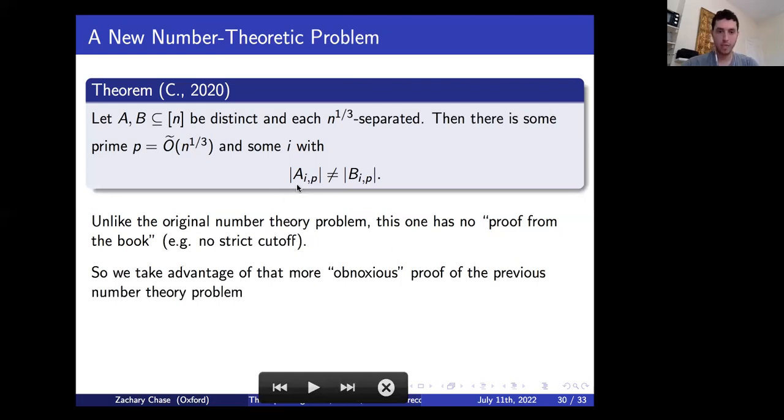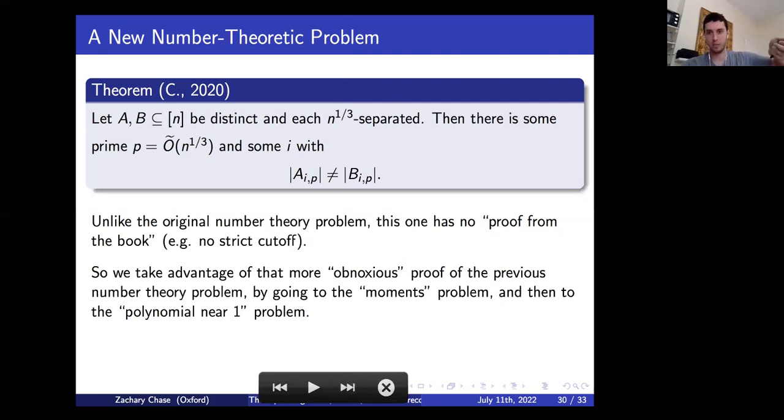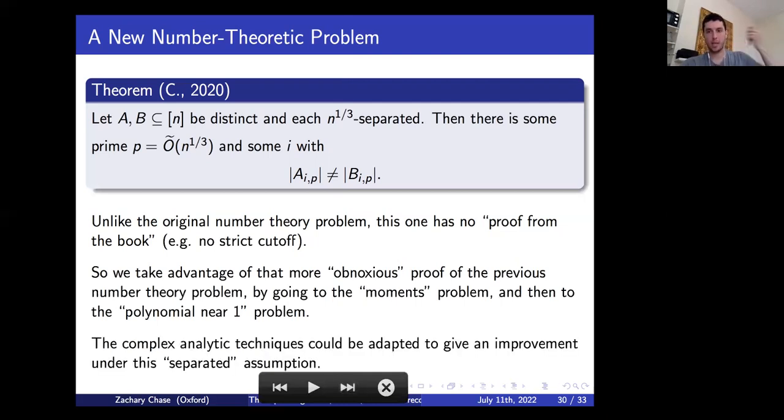The way that we prove this is we take advantage of that more obnoxious proof from the previous number theory problem. Namely, we go up to the moments problem and then this polynomial near 1 problem. And the complex analytic techniques could indeed be adapted to give an improvement under the separated assumption. We couldn't figure out how to use this separated assumption directly on the number theory problem, nor on the moments problem, but on the problem of a polynomial not being too small near 1, the separated assumption can be used to give an improvement.